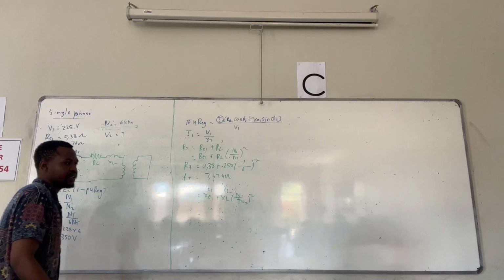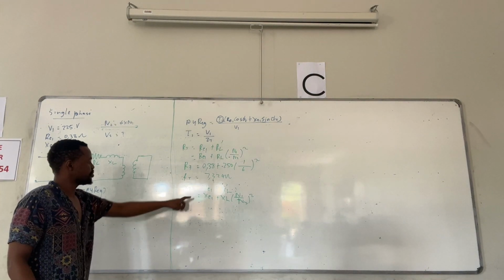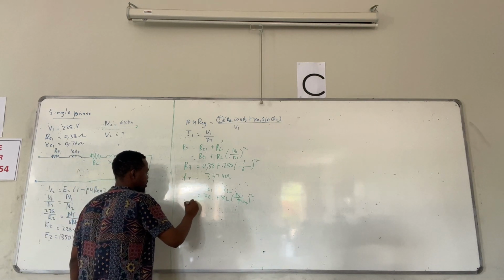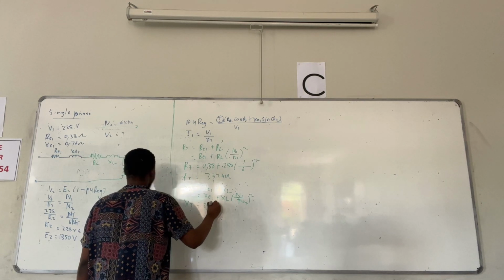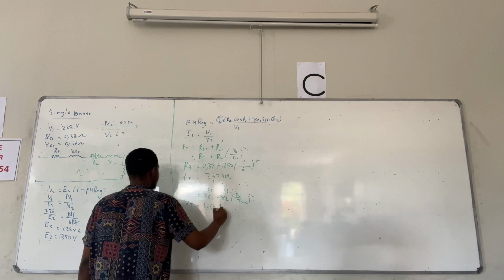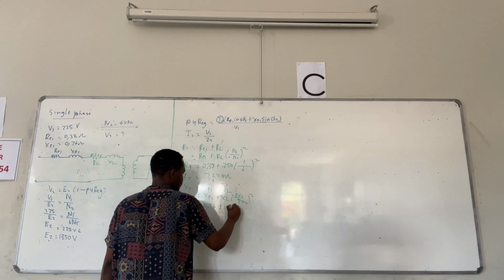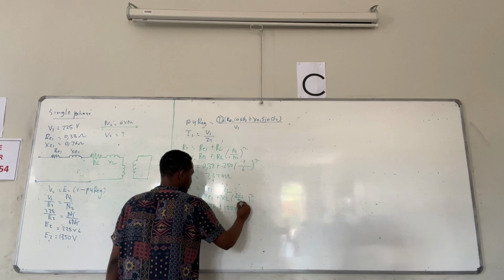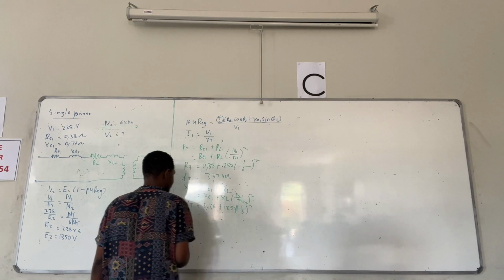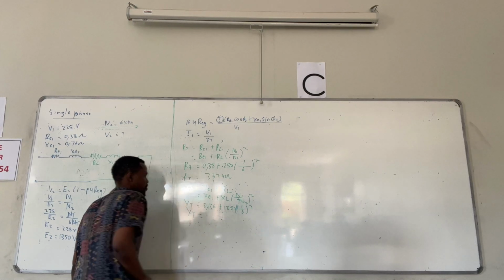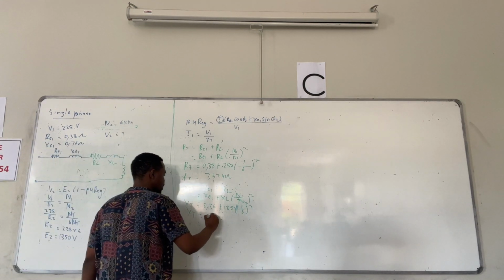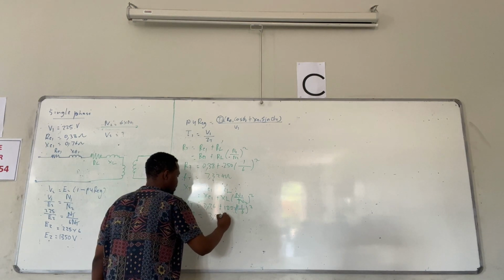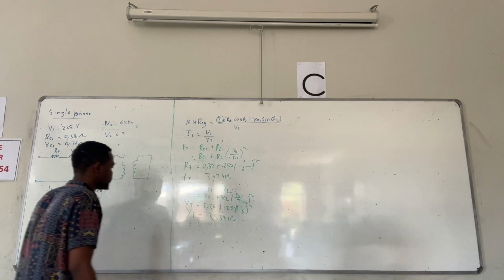Then now guys, we can get XT, which is 0.7 plus 100, open brackets 1 over 6 squared. Then XT is 3.538 ohms.